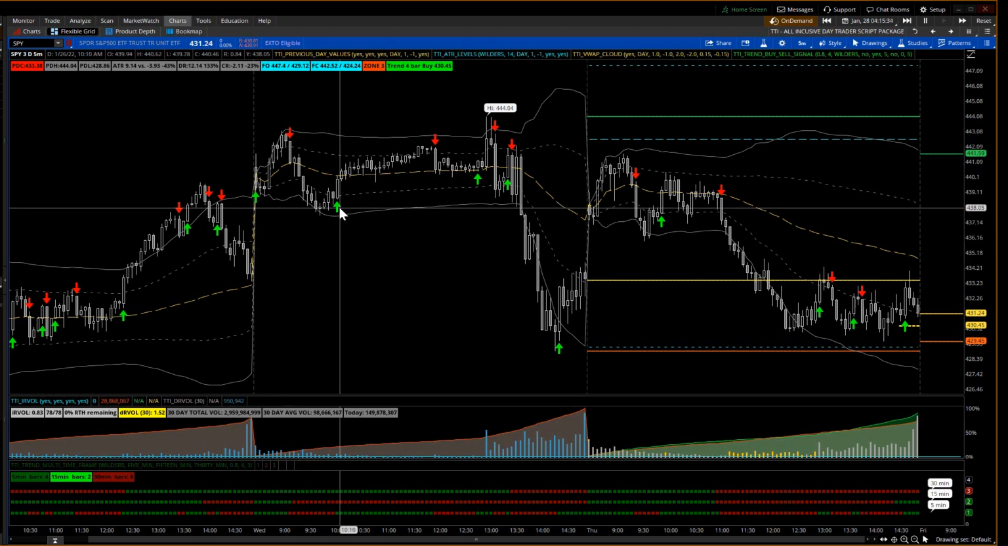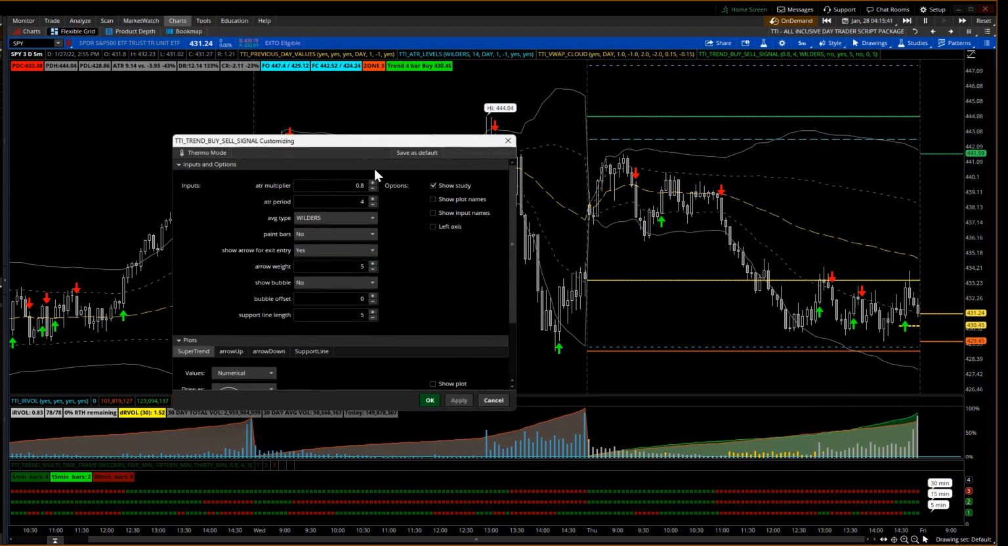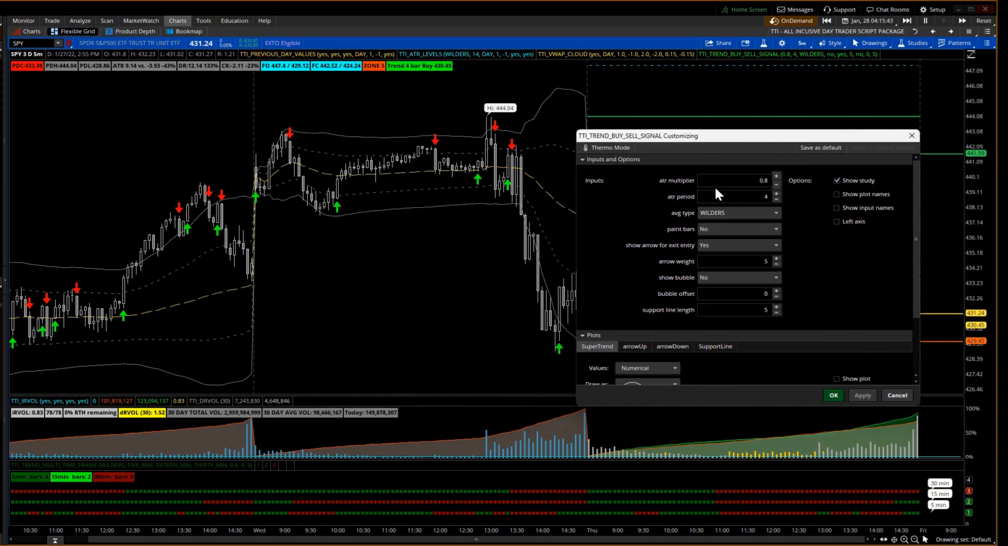So this indicator can be configured. If you want to edit the study, hit the trend buy sell signal, and as you look at that, we have different ways you can actually make it less sensitive by increasing the multiplier, and that would be a little bit less noisy. So I moved it from 0.8 to 1.2.